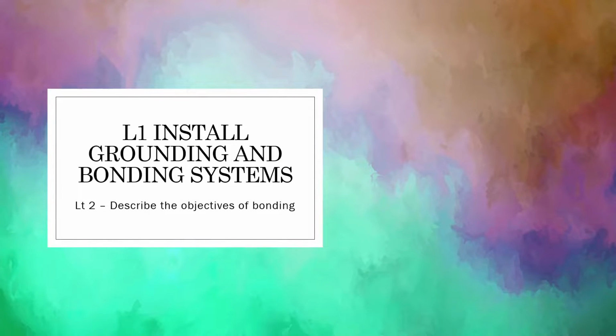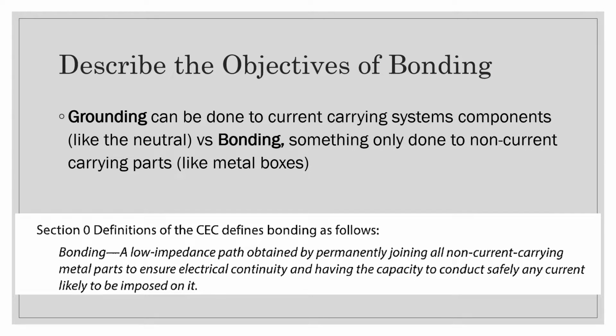All right, so we're going to move on to learning task 2, describe the objectives of bonding from module L1, which is entitled Install Grounding and Bonding Systems. Likewise, most of the code rules that are applicable to bonding are going to be in the same section as grounding, in section 10 of the Canadian Electrical Code book. As far as this module goes, we're going to describe the objectives of bonding.